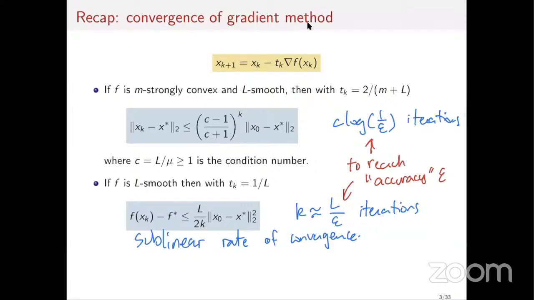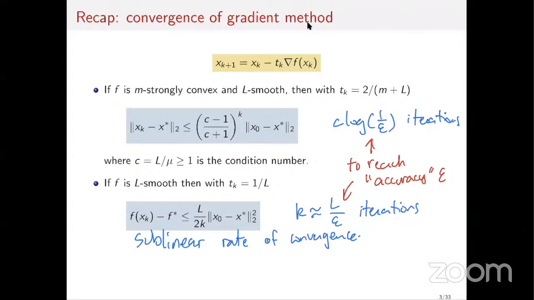Yes. So okay, and we illustrated this on some simple examples. I showed you the plot of what happens if you apply the gradient method to a simple least squares problem, and we observed indeed this linear rate. And we did the same for a logistic regression problem, and we did observe this sublinear rate of convergence.